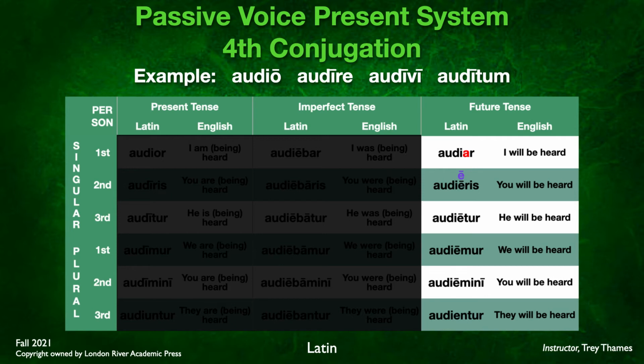In the active voice, it was audiam, but here it's audiar. But the rest of the forms are going to be IE: audiēris, audiētur, audiēmur, audiēminī, audientur. I will be heard, you will be heard, he will be heard, etc. All right, so that's third conjugation, fourth conjugation.